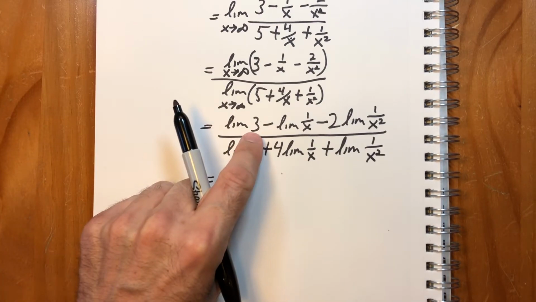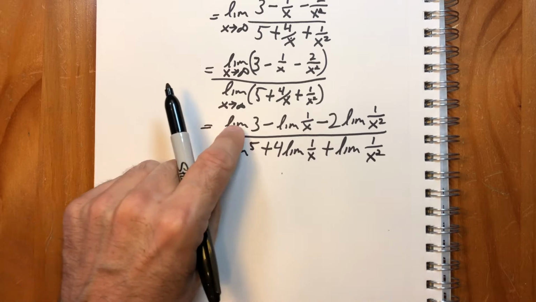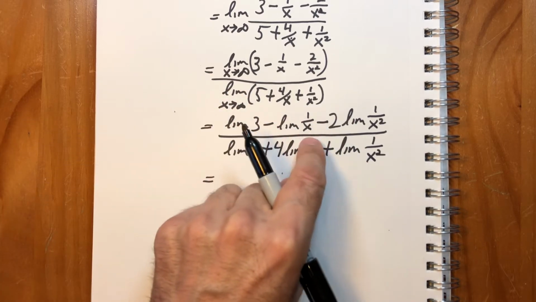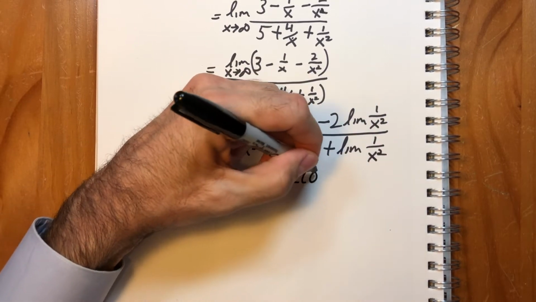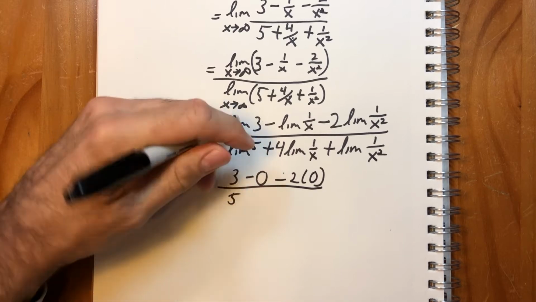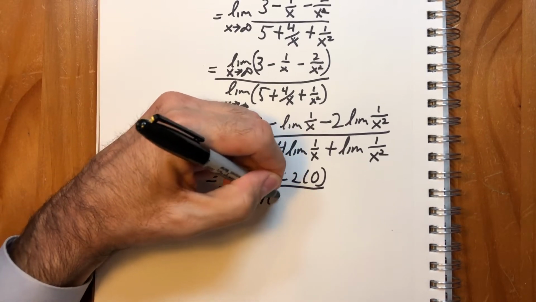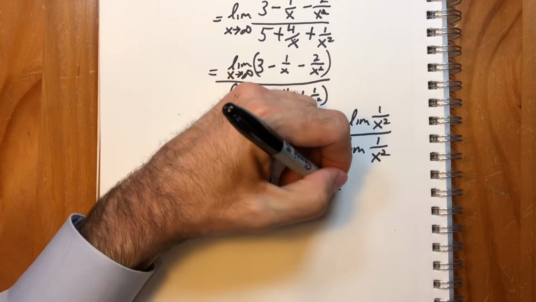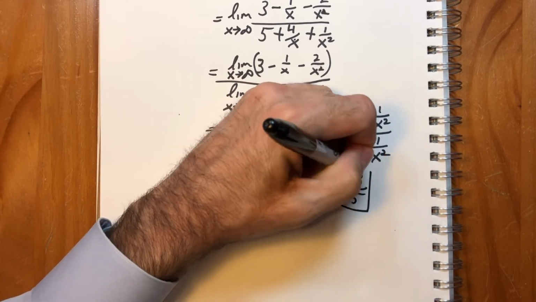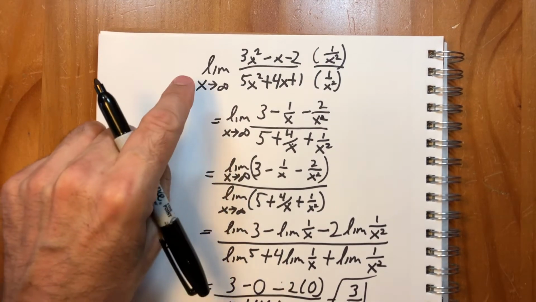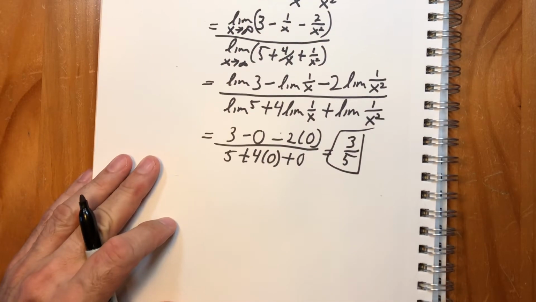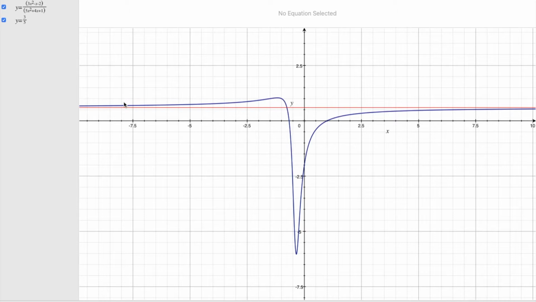Now we just apply law 7, which is the constant law that the limit of 3 is 3, and our new rule to get 3 minus 0 minus 2 times 0 over 5 plus 4 times 0 plus 0 equals 3/5. And then a similar calculation, if we did this with minus infinity, would show that the limit as x approaches minus infinity is also 3/5. And here's this function on Grapher to see what it looks like. The function approaches the horizontal asymptote y equals 3/5.